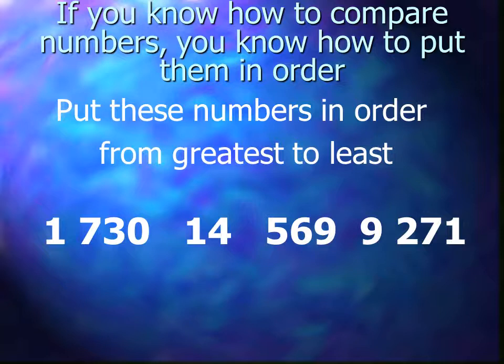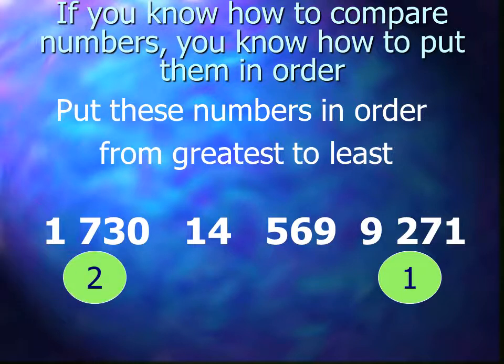1,730, 14,569, and finally 9,271. Which of these numbers is the largest or the greatest? Very good. Clearly, it is 9,271, which is the largest number. Which number is the next largest? That's right, it is 1,730.